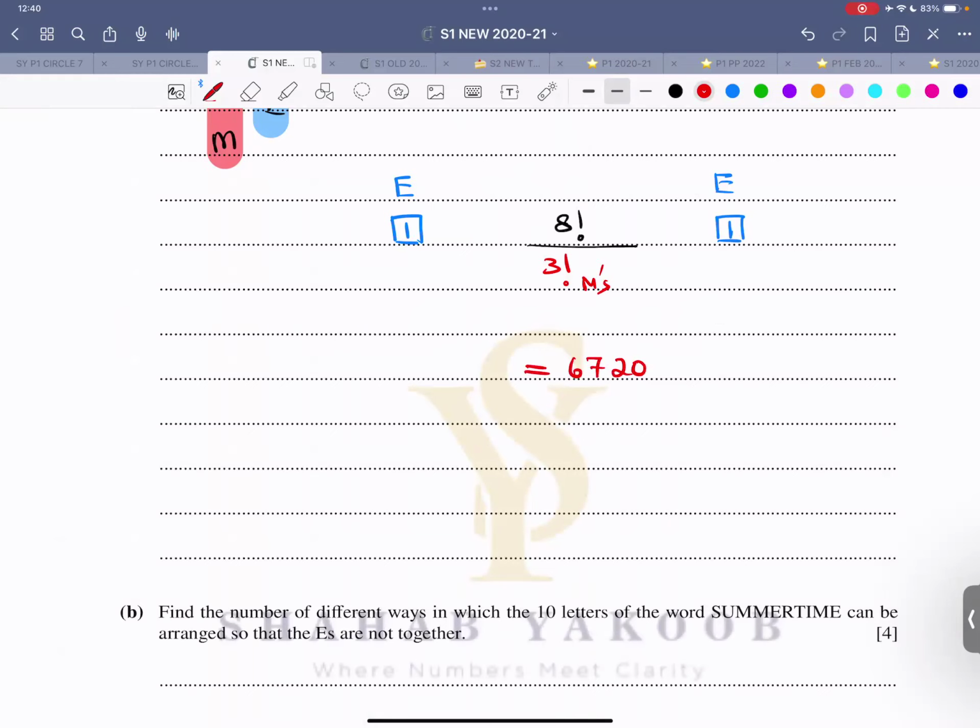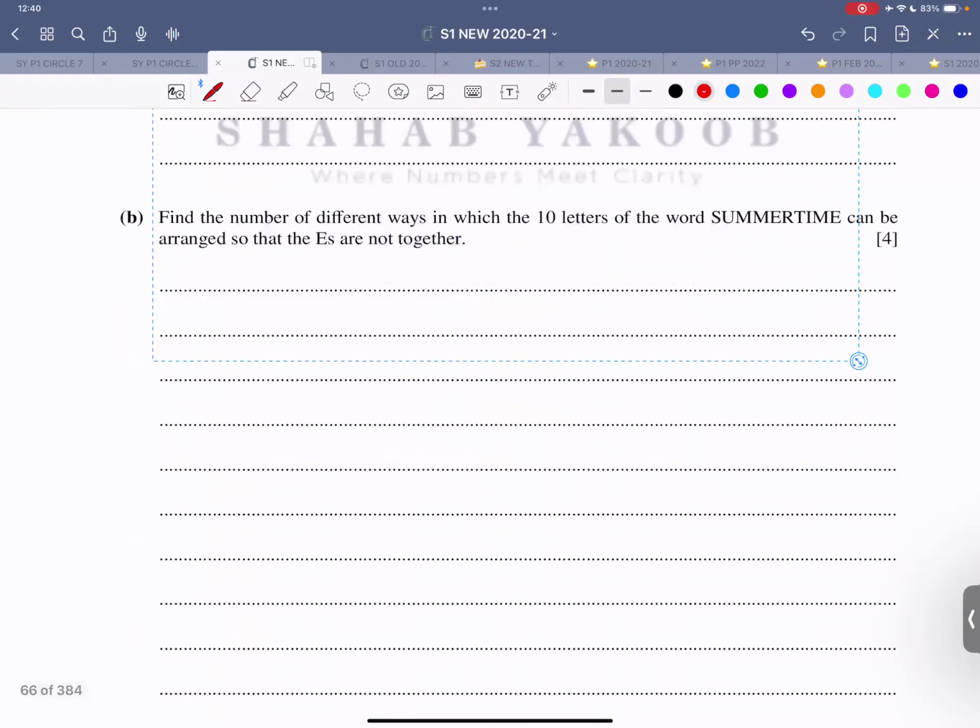6720. That is the answer. Now it says, find the number of different ways in which the 10 letters of the word summertime can be arranged so that the E's are not together. That means the E's are separated.